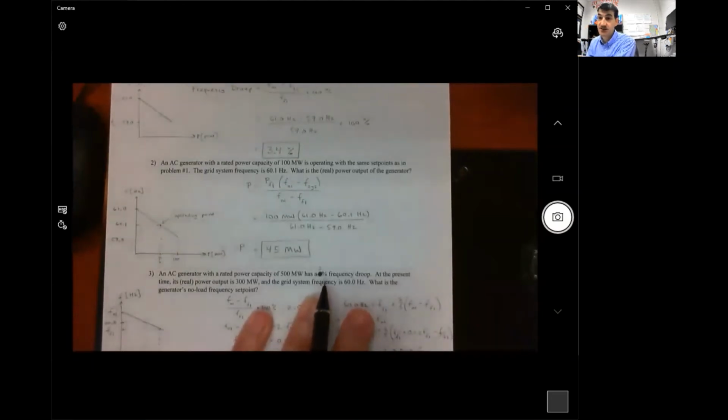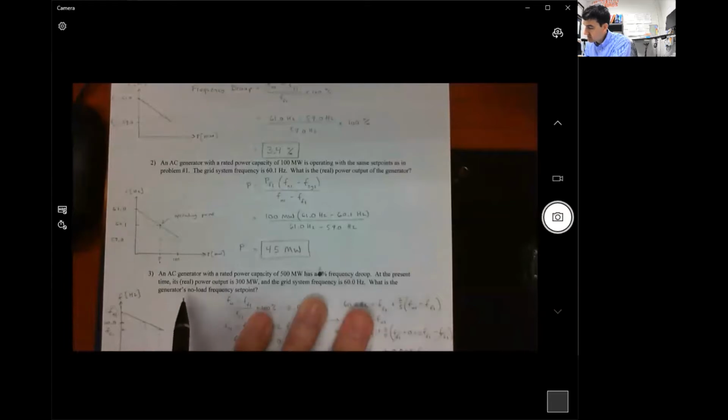All right, so back up here, we calculated the droop. Now this generator in number 3 has a 2% frequency droop, not a 3.4%. So you have to discard what you did in number 1 and number 2, but we can still use those equations with a 2% frequency droop. Right now, its real power output is 300 megawatts, and the grid system frequency is 60.0 hertz. So we know where it's operating on this curve. We know its system frequency and its real power output right now.